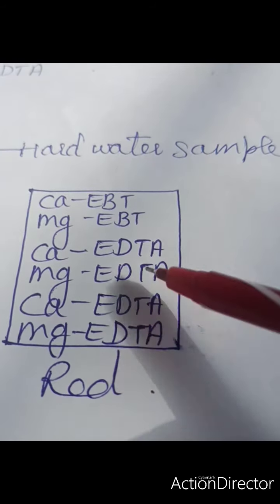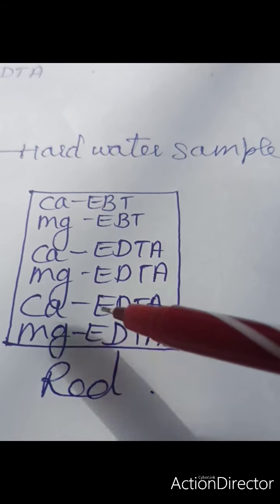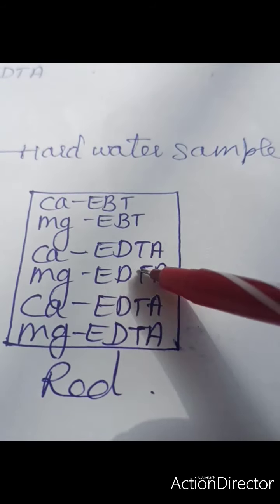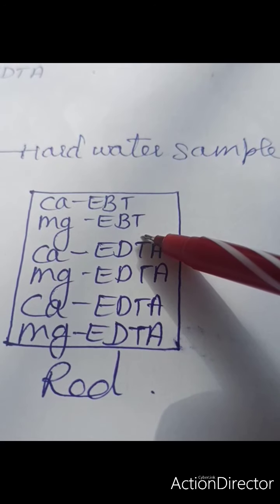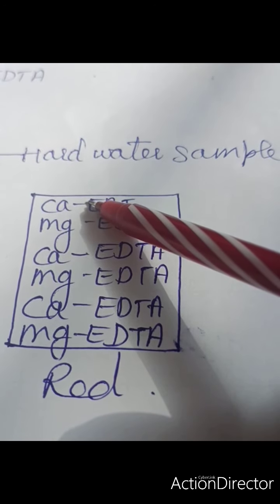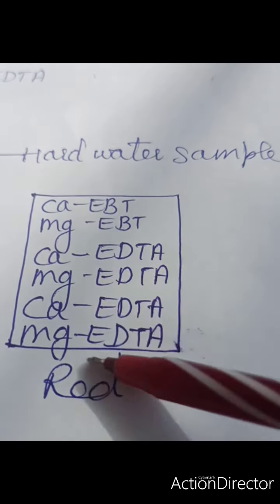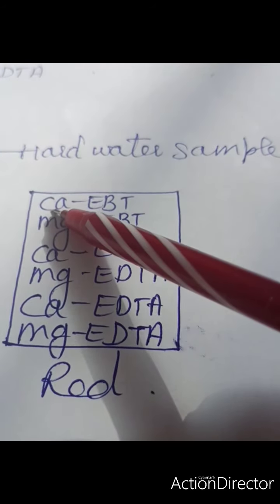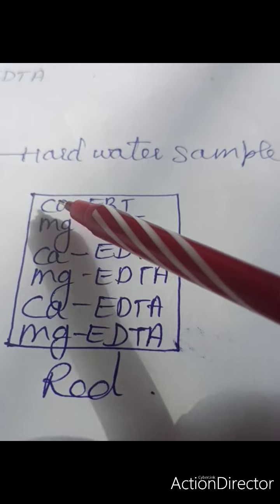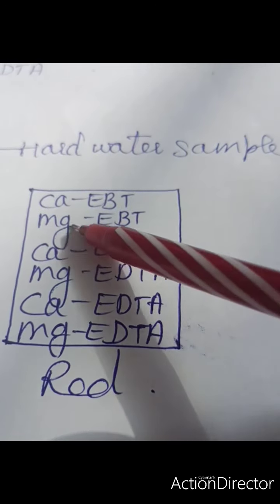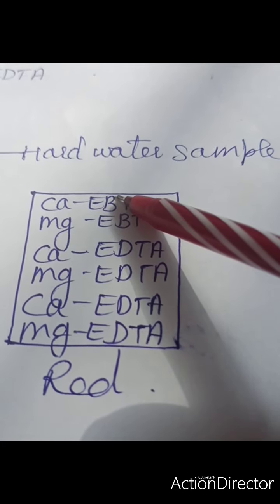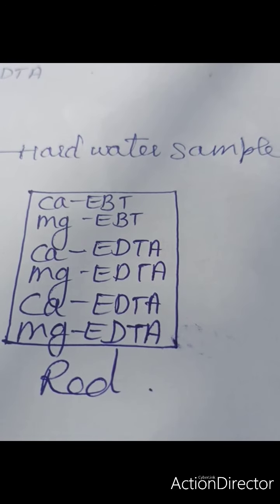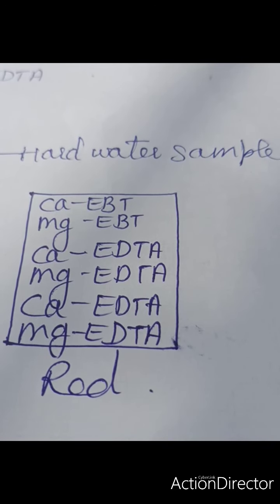Now you will keep on adding EDTA. Near the endpoint, when you add an extra drop of EDTA, that will break this complex, because this complex is more stable as compared to the EBT complex. So a stage will come when EBT is in combined form and also in free form. So that is what is called the near endpoint.